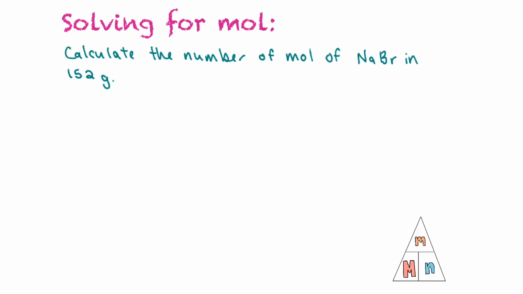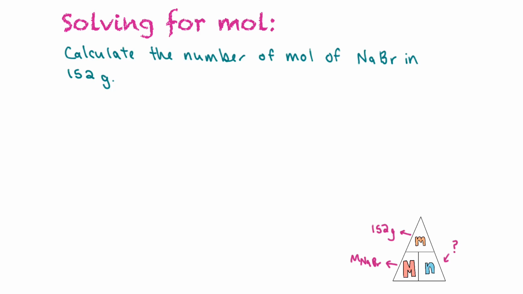So now we're going to practice using our triangle. So the first question, we're being asked to solve for moles. So we're going to calculate the number of moles of sodium bromide in 152 grams. So what I like to do is keep the triangle at the bottom, and then I can keep track of what I know and what I need to know. So 152 grams is our mass. So we write that part down. Molar mass, we're going to need to calculate. So we need to find the molar mass of NaBr. And then this is the value we don't know.